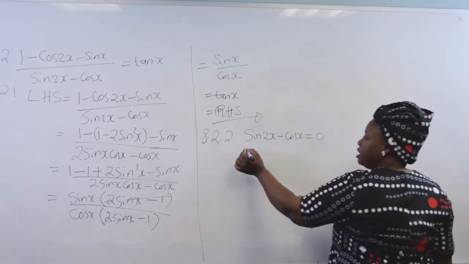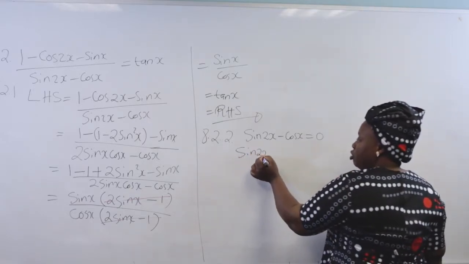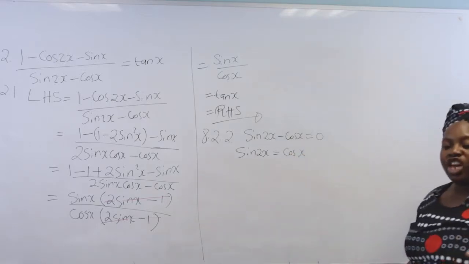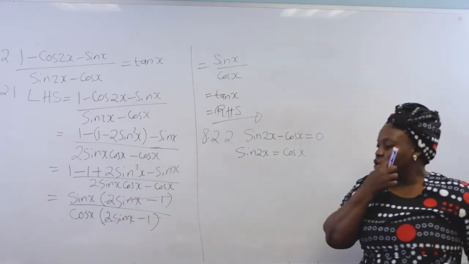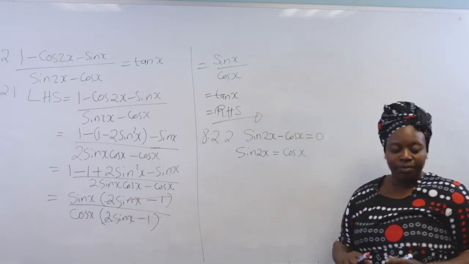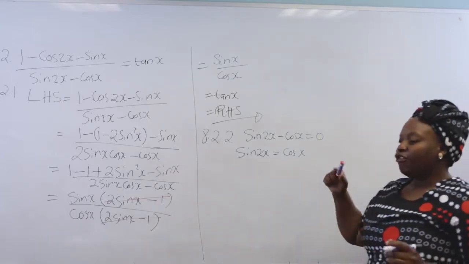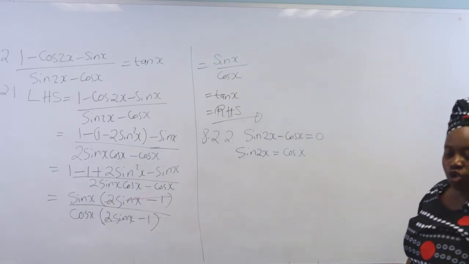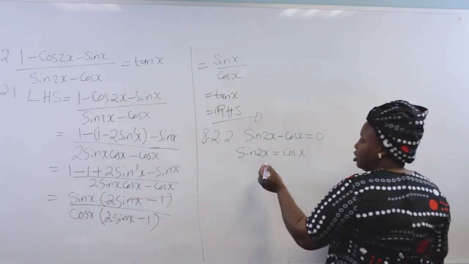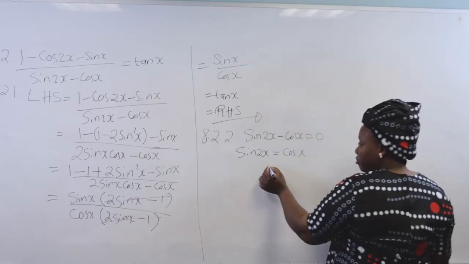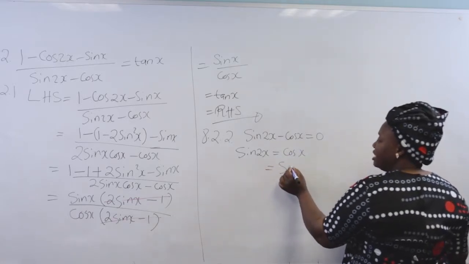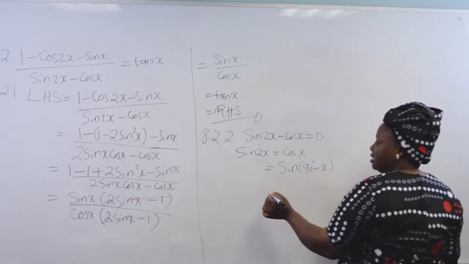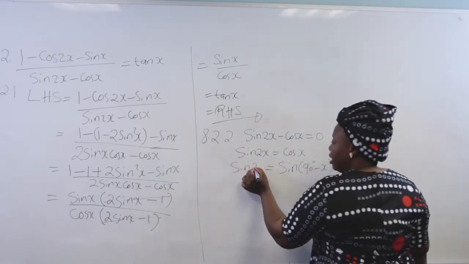So let's put sine 2x equals cos x, and decide whichever you want to change it to, 90 minus. Folks, we must use the angle of 90 minus because it's in the first quadrant and all ratios are positive in the first quadrant. So I will decide to change the cos. This will be sine of 90 minus x, and that is still sine of 2x.